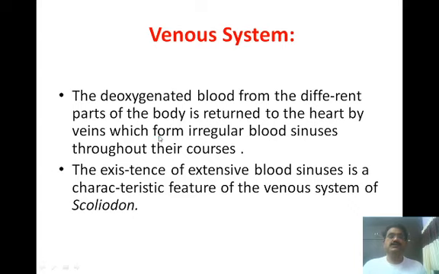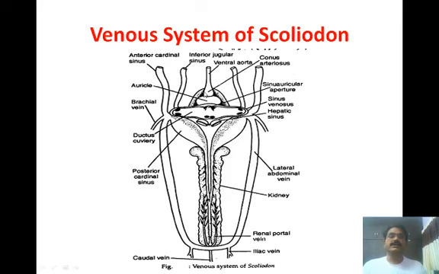In the Scoliodon, the deoxygenated blood collected from the different parts of the body is returned to the heart by veins, which form irregular blood sinuses throughout the air courses. The existence of extensive blood sinuses is a characteristic feature of the venous system of the Scoliodons. Now here is the diagrammatic presentation of the venous system in the Scoliodons.